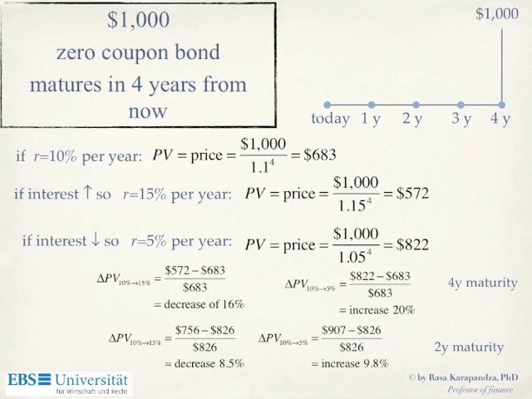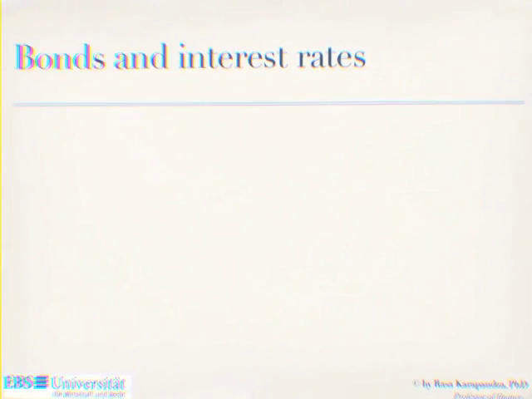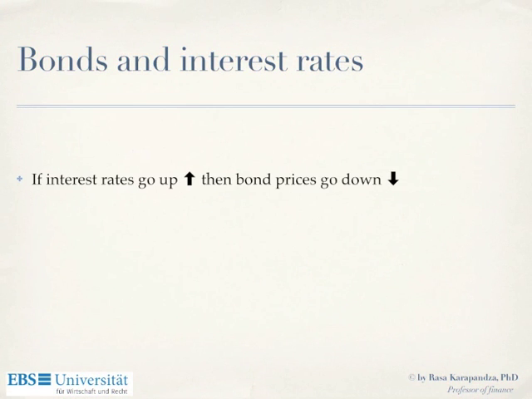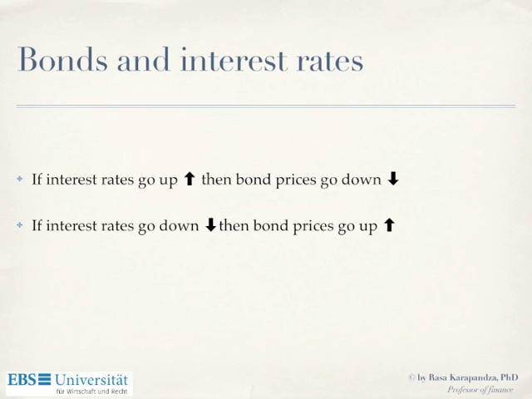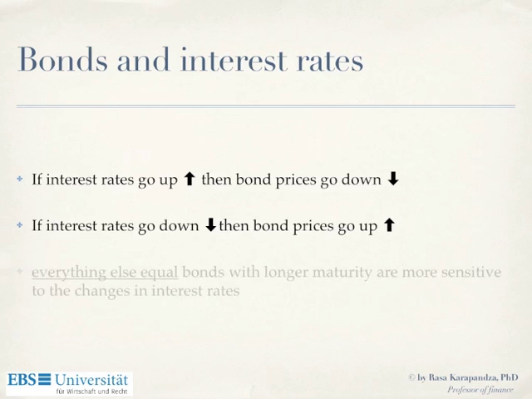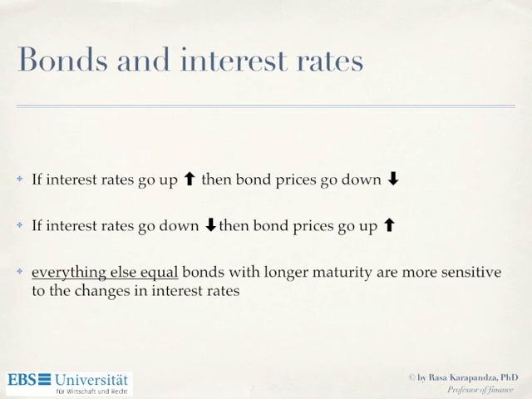So what we have learned from these two simple examples, we have learned a couple of things. Number one, if interest rates go up, then bond prices go down. This is a general rule. If interest rates go down, prices of bonds go up. And if we have two exactly the same bonds, just with different maturity, then the bond with longer maturity is more sensitive to changes in interest rates.